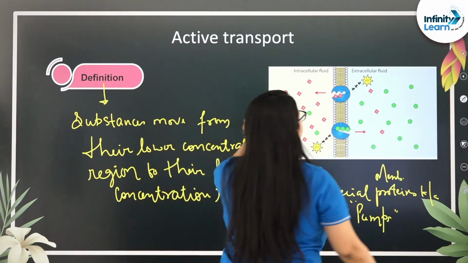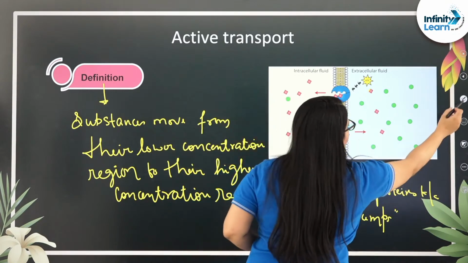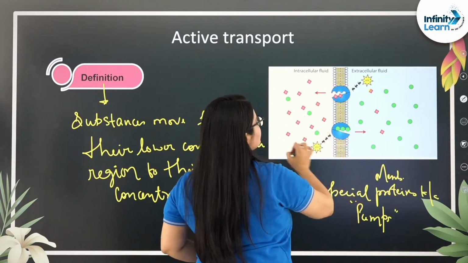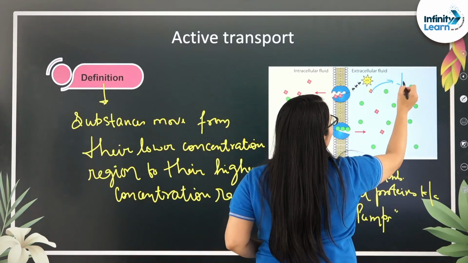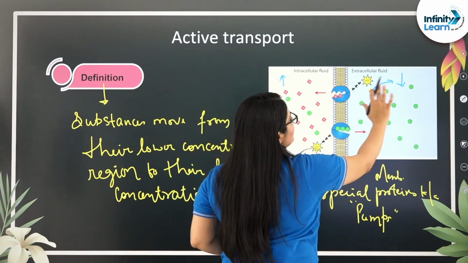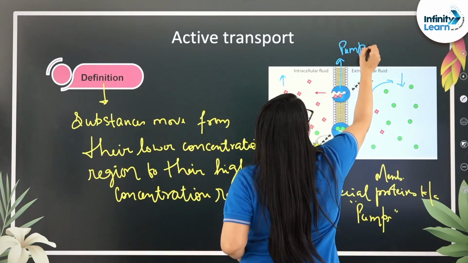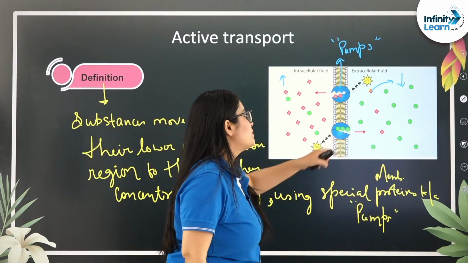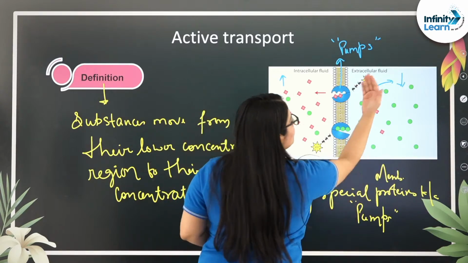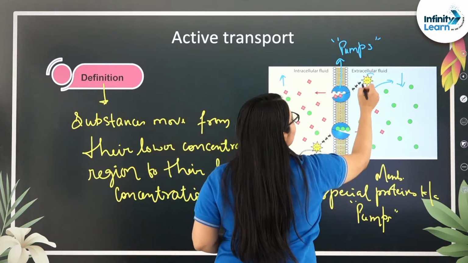So see here students, if you notice this particular red substance, this particular diamond shaped red substance, the concentration of this red substance is actually low here, 1, 2, 3, and here several. So concentration of this is actually low here and concentration of this red colored diamond is actually high over here, and the substances with the help of these special proteins, what are these? These are pumps. Pumps are the special membrane proteins. So with the help of these special membrane proteins, the red color diamond substances are getting transported from their lower concentration region to their higher concentration region with the help of ATP energy.